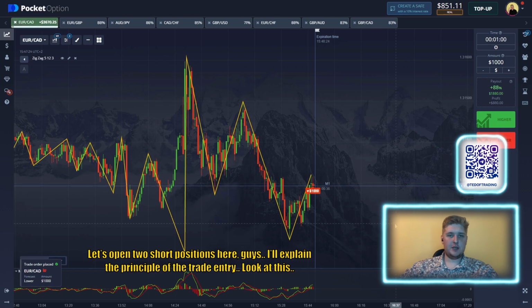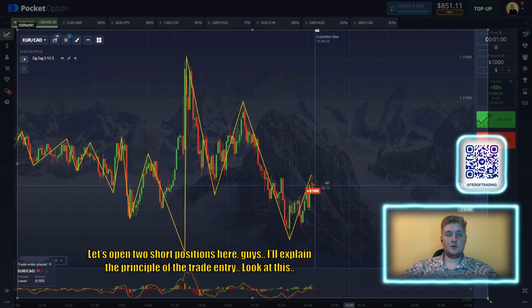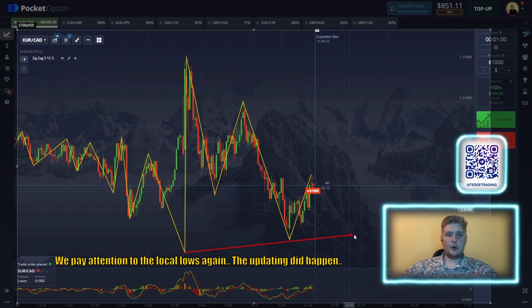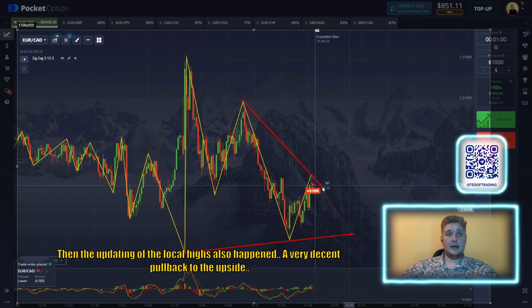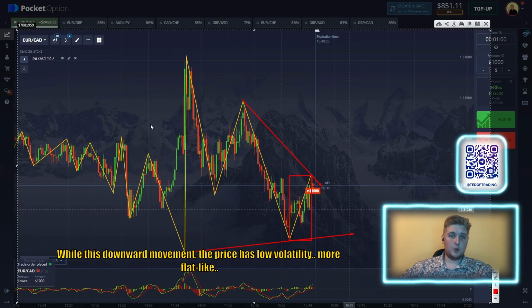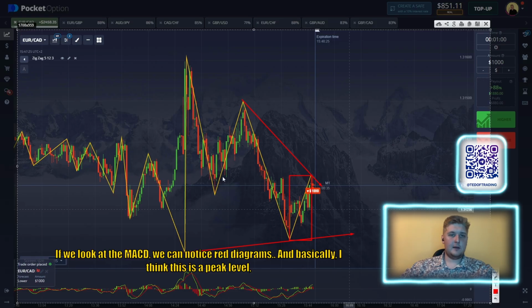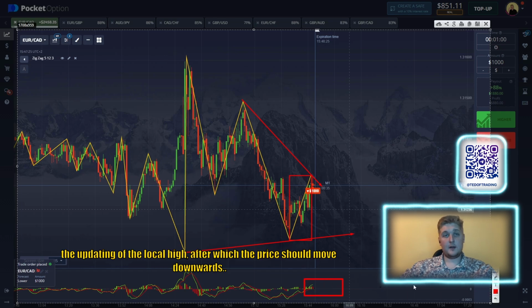Let's open two short positions here, guys. I explain the principle of the trade entry. Look at this. We pay attention to the local lows again. The updating did happen. Then the updating of the local highs also happened. A very decent pullbacks to the upside, while this downward movement, the price has low volatility, more flat-like. If we look at the MACD, we can utilize red diagrams, and basically I think this is a peak level, the updating of the local high, after which the price should move downwards.